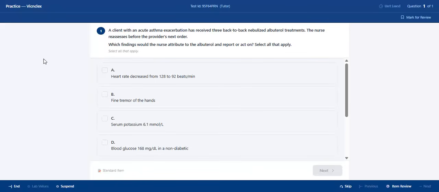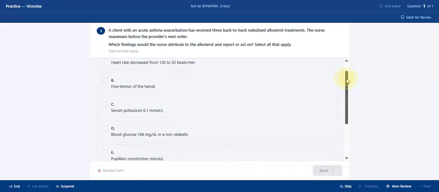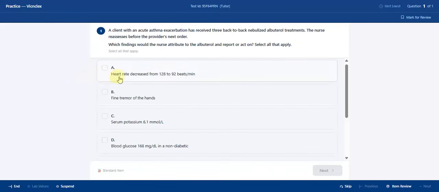So let's walk through the options. We know that when we activate the sympathetic nervous system in the heart, it brings about an increase in heart rate and an increase in blood pressure, right? So that is what albuterol is going to cause. Here we have a heart rate decrease from 128 to 92. This is not attributed to beta receptor, sympathetic nervous system activation. So I'm not going to choose A. A is not part of it.